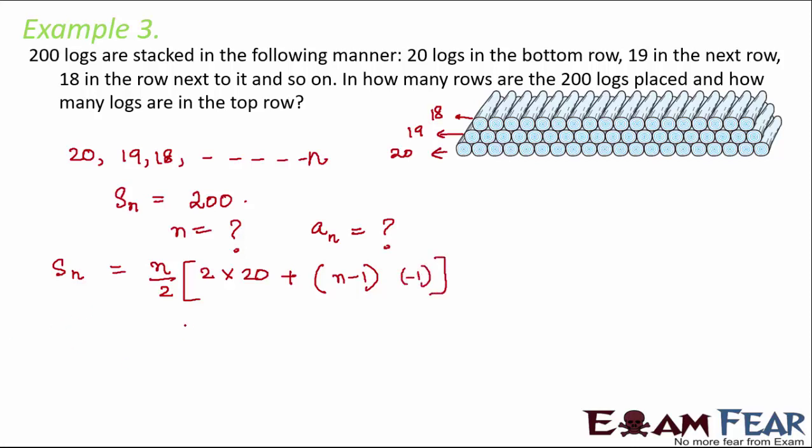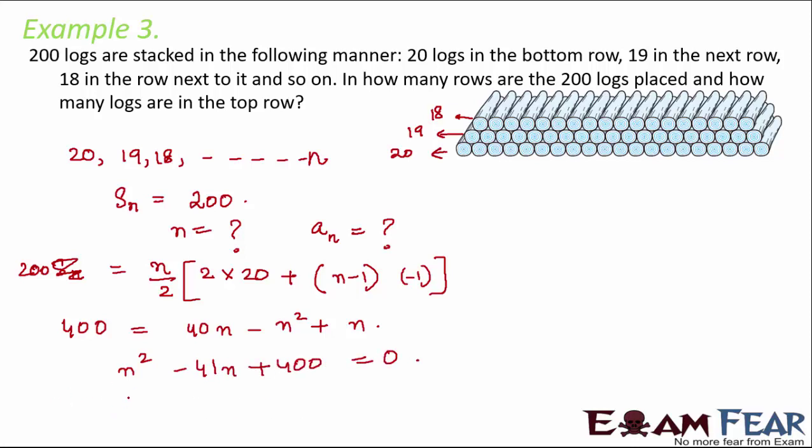So now when you put all of these values and you actually calculate it, what do you get? Because Sn is equal to 200, instead of Sn we will write 200 here. We'll do all the calculation and we will get an equation like this: 400 is equal to 40n minus n square plus n. Right? And then when you further calculate, you get n square minus 41n plus 400 is equal to 0.